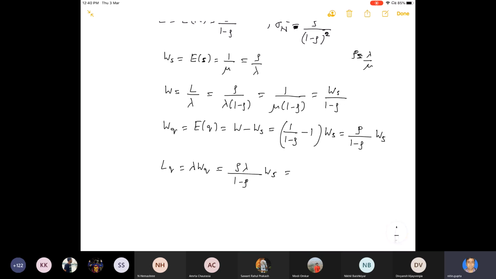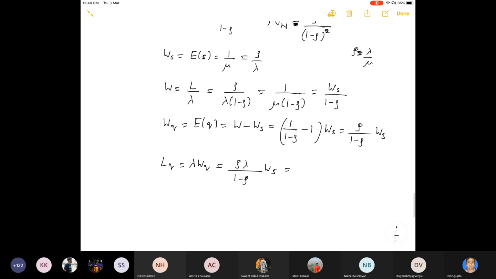So now we know that lambda WS is rho. So this is rho square upon 1 minus rho, because rho is equal to lambda WS star 1. So this is rho square upon 1 minus rho.